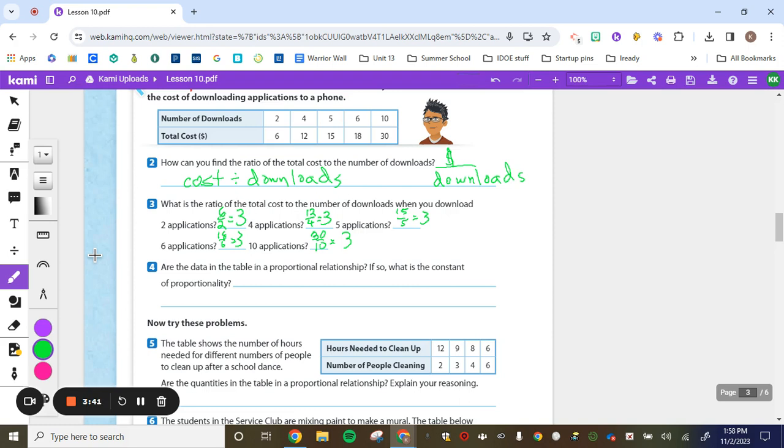So question 4 says, are the data in the table a proportional relationship? Yes, it is in a proportional relationship. And what is the constant of proportionality? The constant of proportionality is 3, which means that it's going to cost $3 for every 1 download.